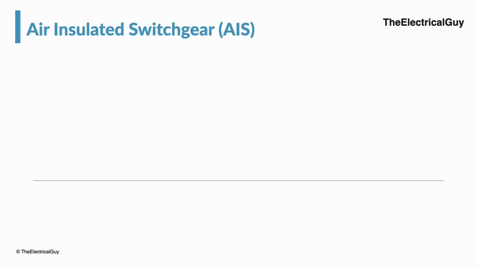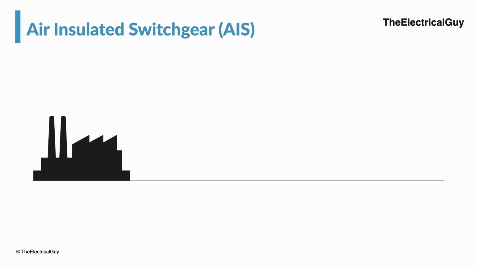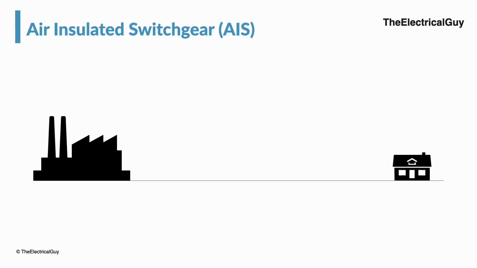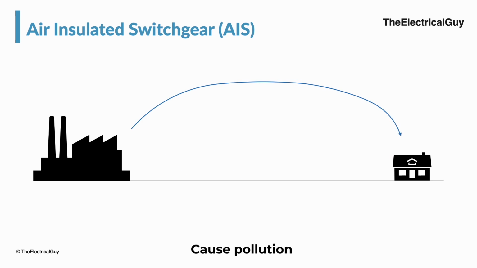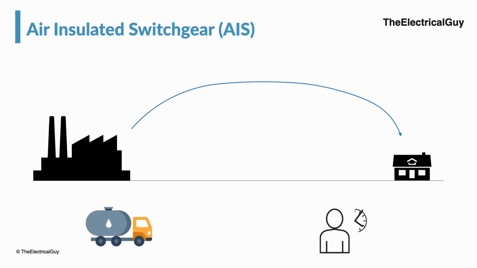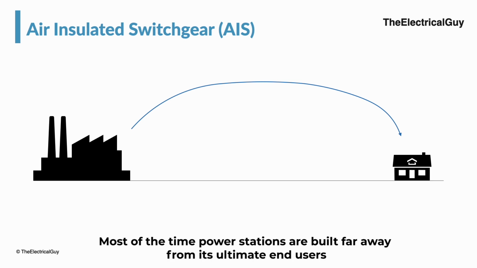We know that power stations where the power is generated are generally built far away from the ultimate end user. And this is because of many valid reasons. For example, power stations cause pollution, and they must be located near their primary fuel source like coal or water. In this way, the utility can save the cost of fuel transportation and also time. Hence, most of the time, power stations are built far away from the ultimate end user.